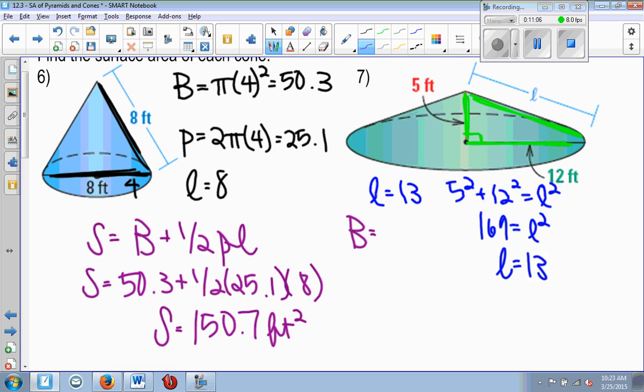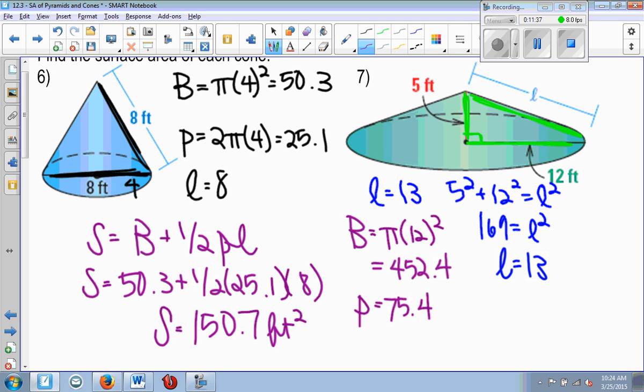It's a circular base, so we're going to do pi r squared in order to figure out what the area of the base is. So doing pi r squared gives us 452.4. To find the perimeter of the base, it's a circular base, so you have to do 2 pi r. My perimeter of my base, my circumference, gives me 75.4.